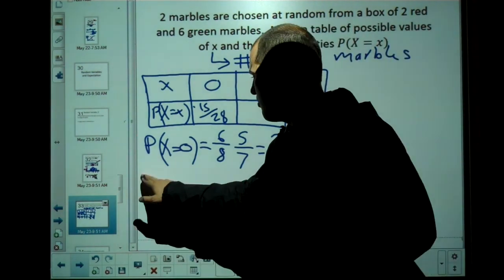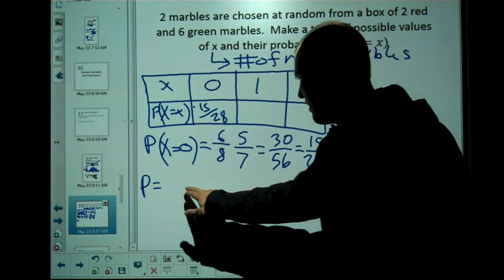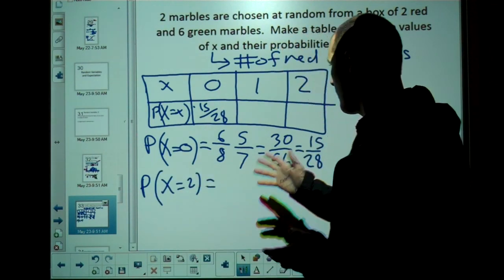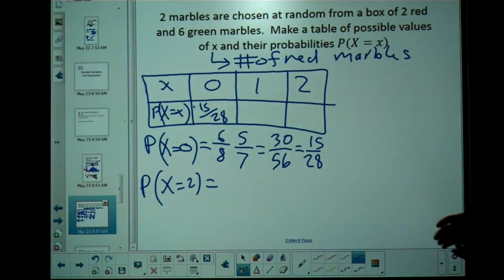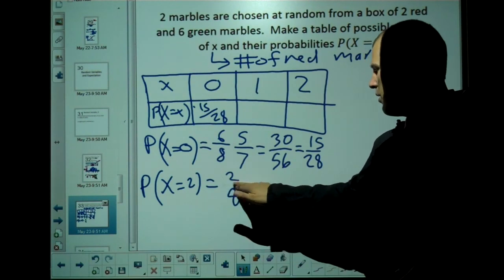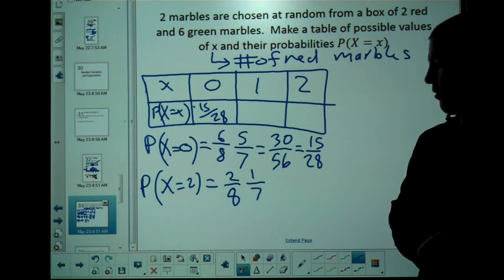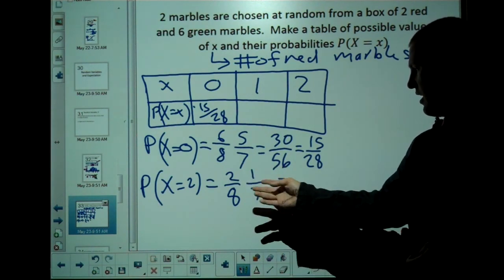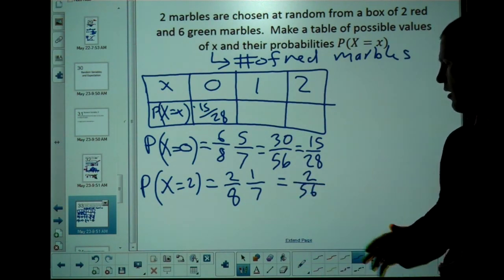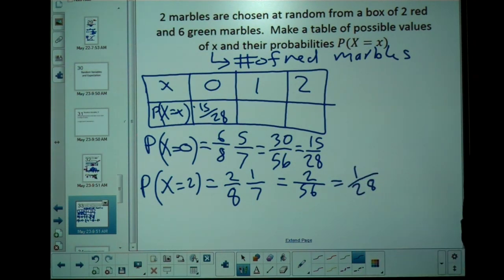Let's figure out the probability of pulling a 2. Probability that x equals 2. Okay, so if we pulled out 2 red marbles, that means the first marble is red and the second marble is red. So I reach in, there are 2 red marbles out of the 8. And I reach in again, and now there is only 1 out of 7 red marbles. And so, multiply them together, and you get 2 out of 56. Simplify that down, 1 out of 28.